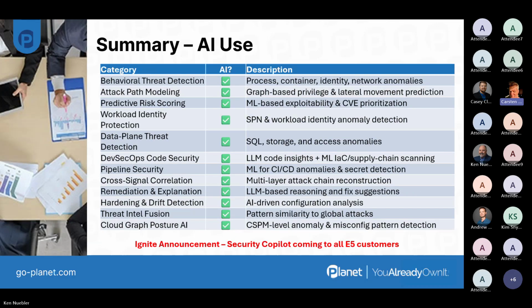Let's move forward, Ken. All right, so to summarize, the AI use in the Defender for Cloud environment: because of all the sharing, because of the Graph Security API, because of its integration, it can look at all of these things. And if we pick a couple over here, behavioral threat detection.